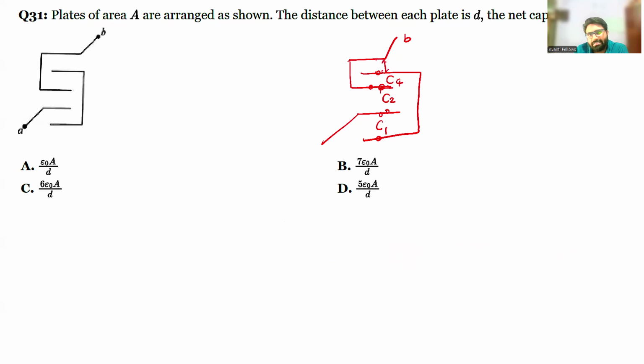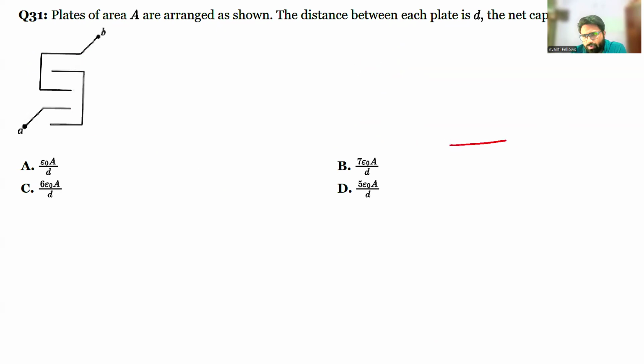And another plate is this and this. So one capacitance is forming between them: C1, C2, C3 and C4. So there are four capacitors derived from this arrangement. This arrangement consists of four capacitors. Now how to solve this? So first of all, the method I am going to discuss here.